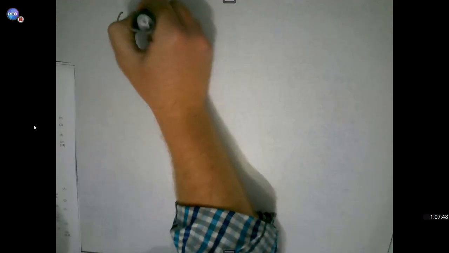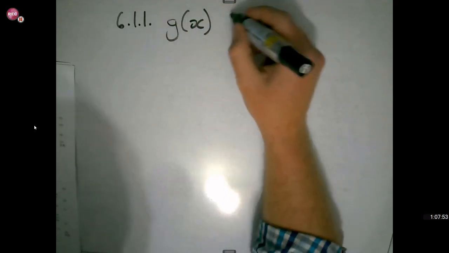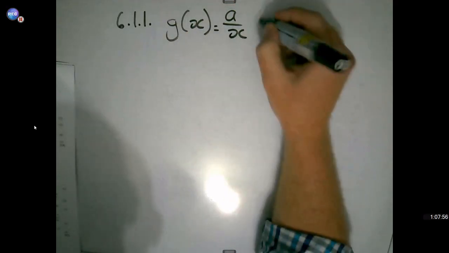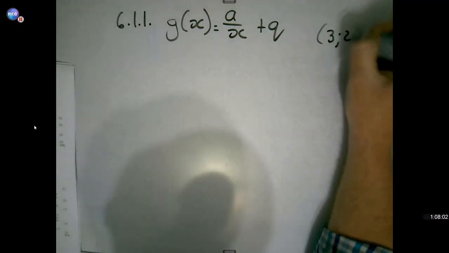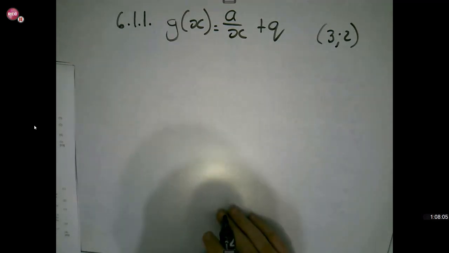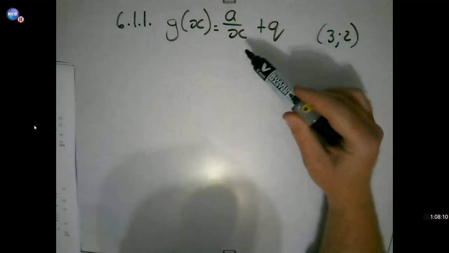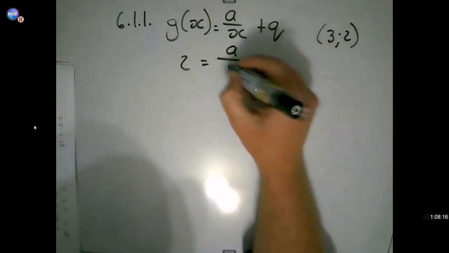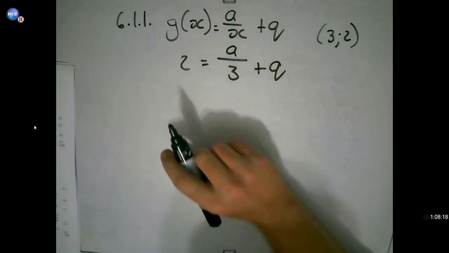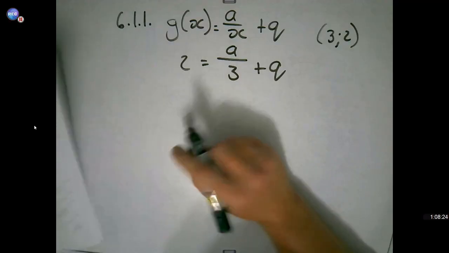Okay, so question 6.1.1. They gave you the equation. Here it is. And they said that it passes through points 3 and 2. You're going to use these points to calculate the equation. So these points are now utilized to find the equation. So 2 we put in there. We leave A where it is. We put 3 at the bottom plus Q there. We then will pick up the following.